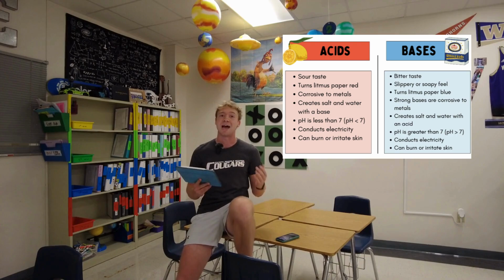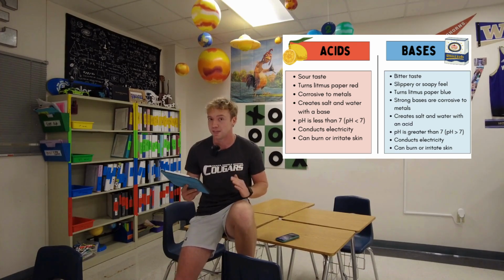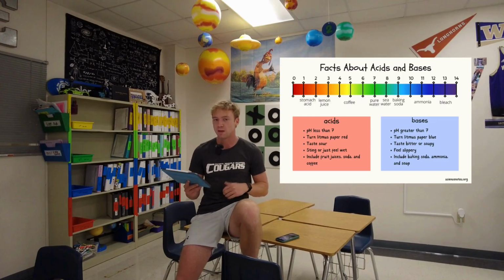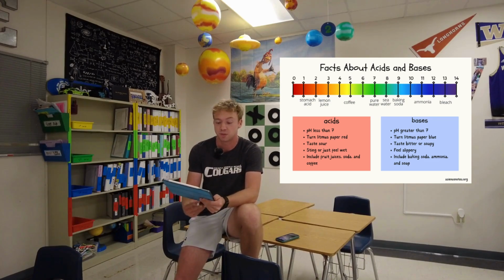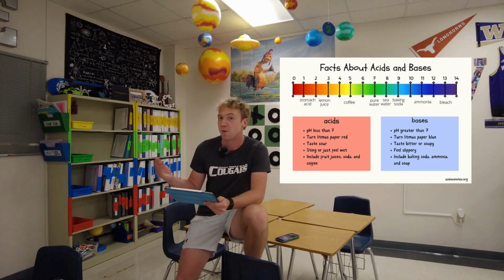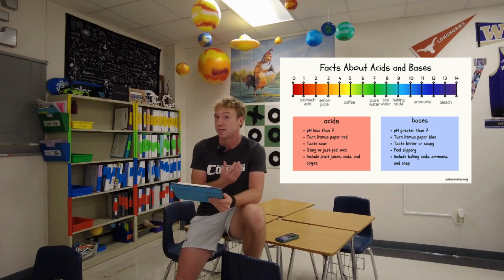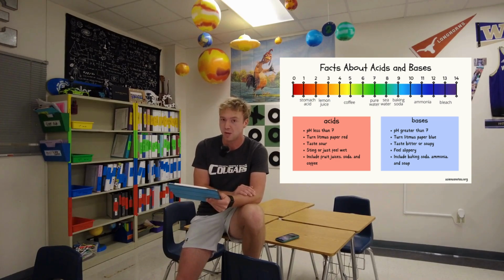Firstly, we have acids, which have a pH of less than 7. They have a sour and sharp taste. You can think of something like lemons, and they can burn you if you touch them. Acids also turn litmus paper red, and they're corrosive to metal and stone. On the other hand, we have bases, which have a pH of more than 7. They have a bitter taste, like cocoa beans, and they're slippery to touch. Bases turn litmus paper blue, and they corrode organic material.